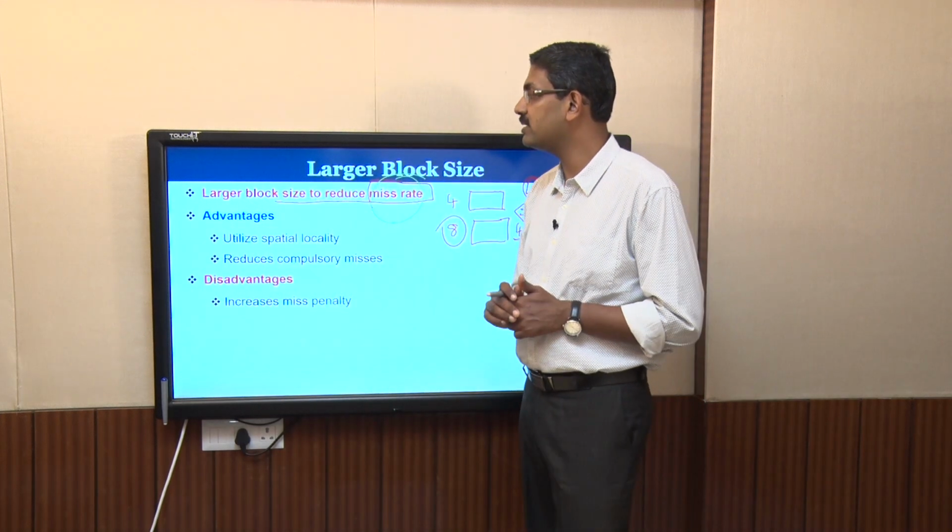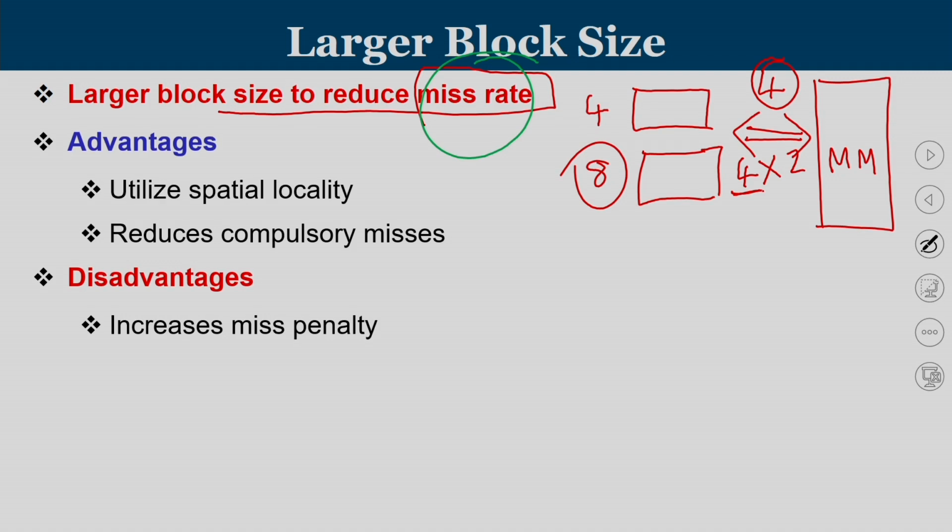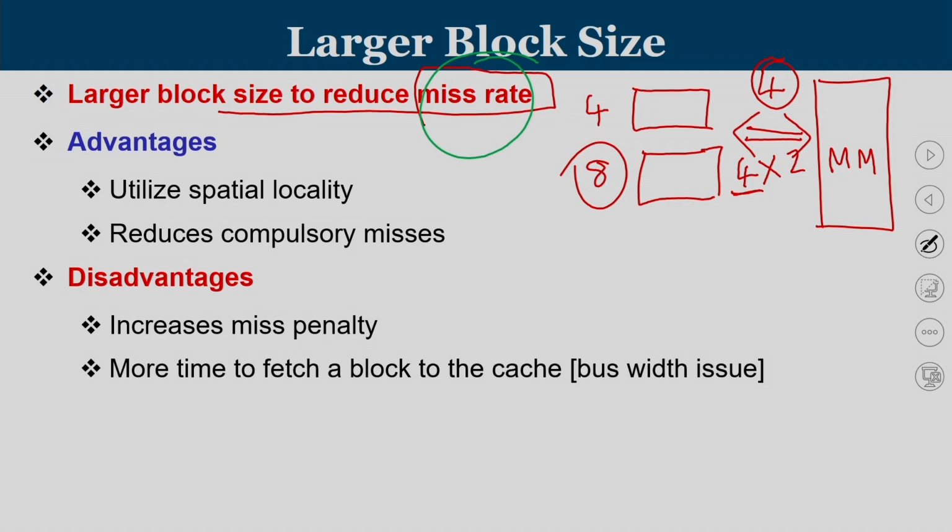So, one important disadvantage of having larger block size is the increase of the miss penalty. This means you require more time to fetch a block to the cache. It is basically known as the bus width issue, the issue we discussed now. This will also increase conflict misses.